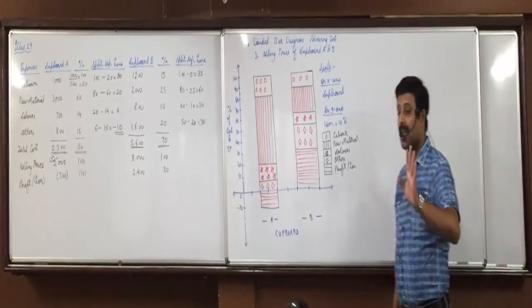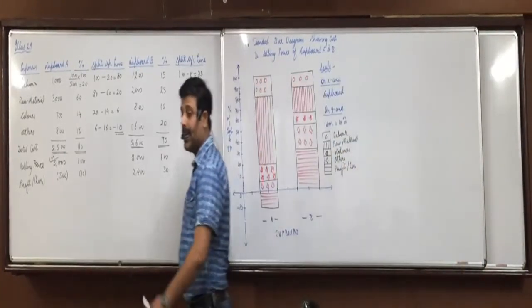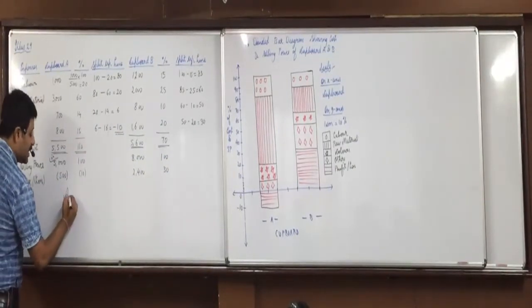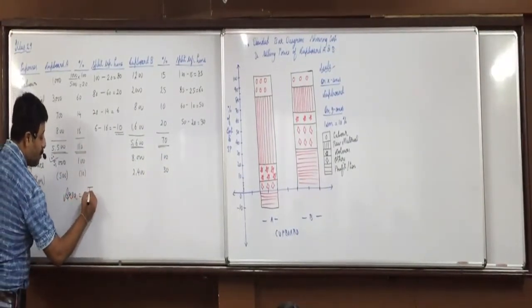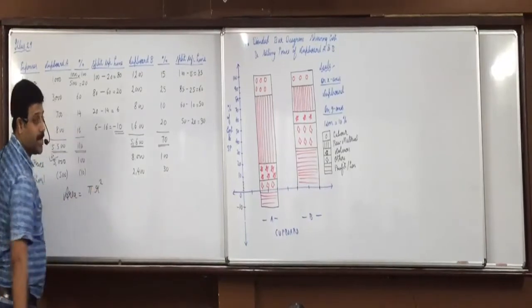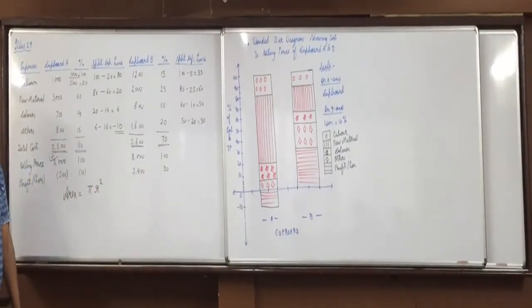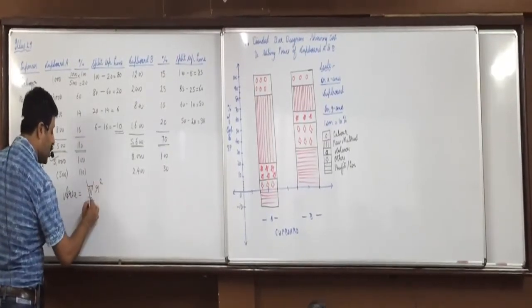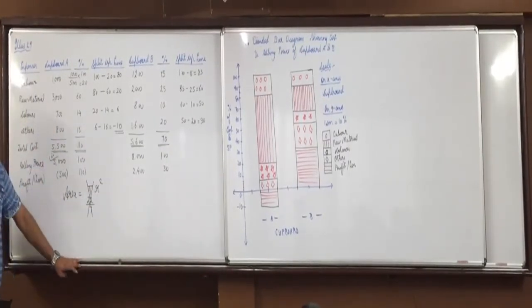Okay, now, how to make a circle diagram? First of all, the area of a circle is equal to pi r square. Now, pi's value we know is 22/7, but we ignore it because all the areas will have 22/7 in common. Pi value is going to remain same.